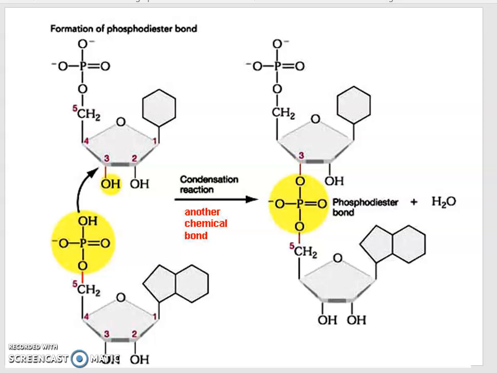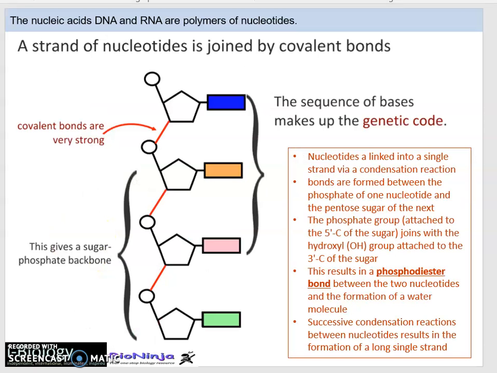And if we do this repeatedly, what we're going to end up with is this kind of structure here. We're going to have a phosphate sugar, phosphate sugar, phosphate sugar backbone, individual nucleotides being held together by the phosphodiester bond, this covalent bond, and then horizontally we've got these bases projecting outwards.